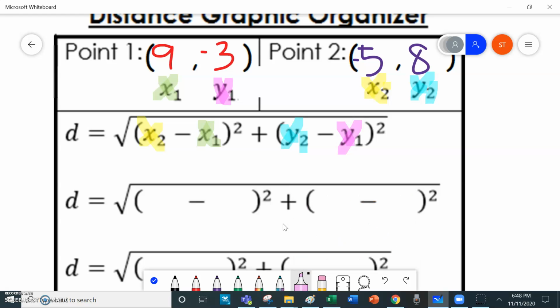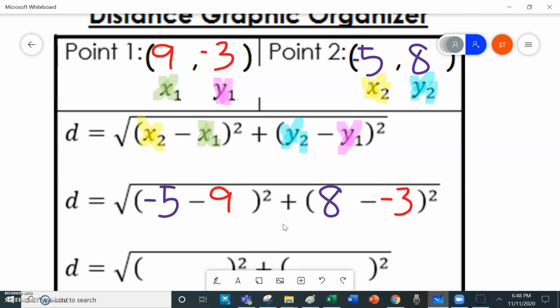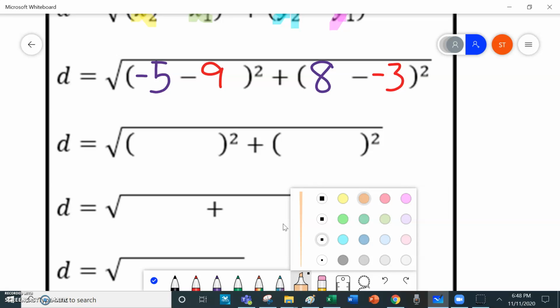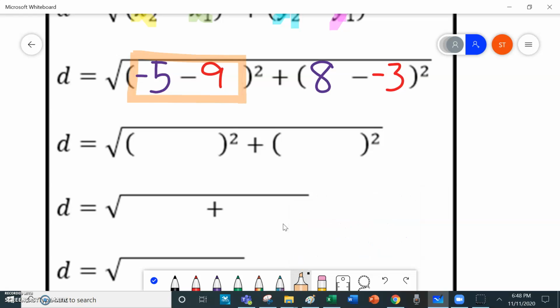So x2 is my first point. x2 is -5. So I shall put that in to my equation. x1 is 9. y2 is 8. And y1 is -3. So now it's just a matter of using my arithmetic and order of operations. So the next step here would be doing what's inside the parentheses. So I will be doing -5 minus 9 and then 8 minus -3.